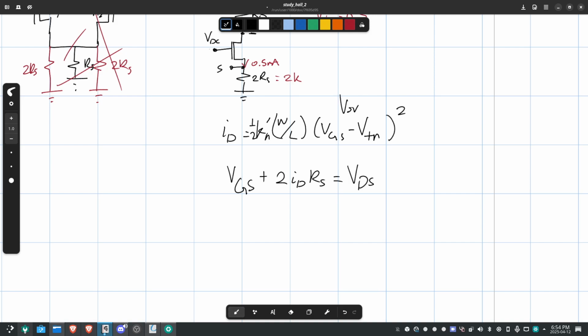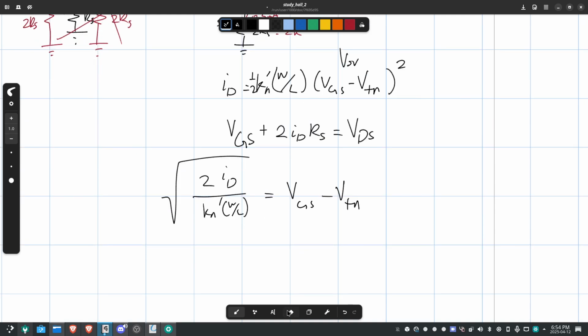This is VOV as well. So we could just do the square root of 2ID over Kn' W over L. It's funny because I told you guys to make a note of that. I said in the beginning, don't forget about this equation because you always forget about it and then you end up overcomplicating it, and I did that. VGS minus VTN. We can move over VTN. Okay, so anytime you're solving for VOV, remember that equation, and just rearrange it. You don't need to do quadratic for this. This is VGS or VDS minus 2IDRS. You can move that to the other side.